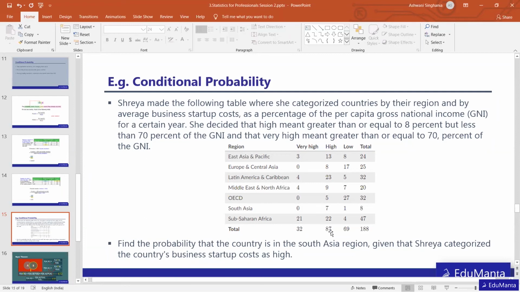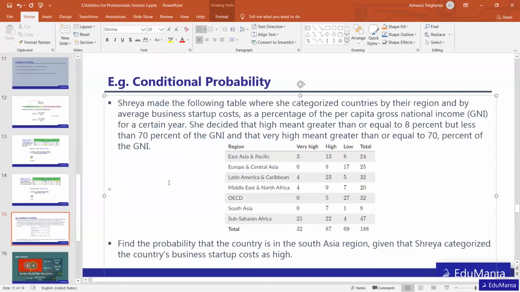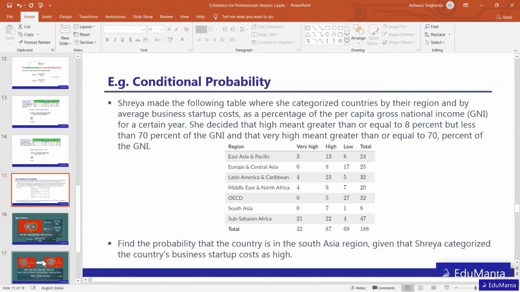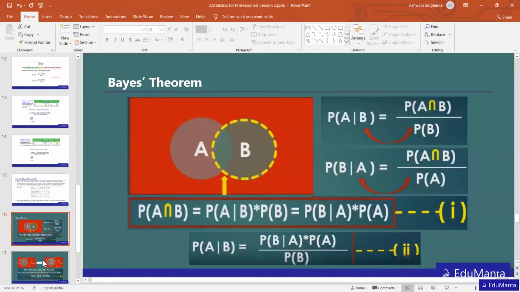Under high, the total is 87 countries, and under Asia there are 7 countries. So this 7 will be the numerator and 87 will be the denominator. We'll get a value of around 0.0804, something like that, right? I hope it is clear to everyone. Now we will move towards Bayes theorem. Once you are clear with conditional probability, there won't be much problem in understanding Bayes theorem.